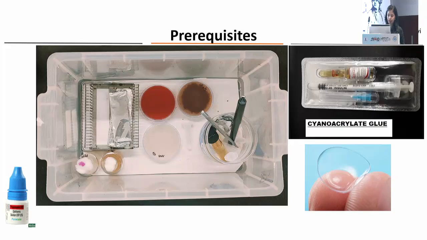Normally these are the prerequisites when we take a corneal scraping. You have to keep some slides, then chocolate agar, blood agar, NNA, SDA, PDA, and one liquid media which we use is BHI, brain heart infusion broth. Proparacaine will be used first. There is a marker also placed here, and a number 15 blade is the one we commonly use. Cyanoacrylate glue and a bandage contact lens should also be kept ready in case the cornea is very thin.